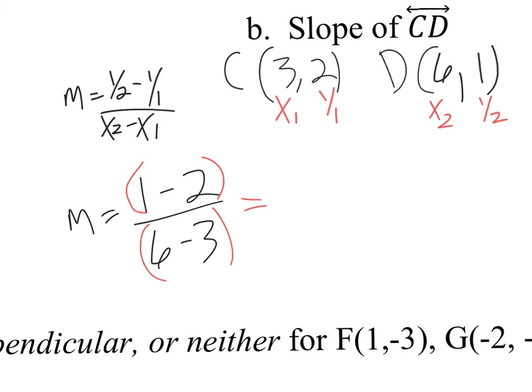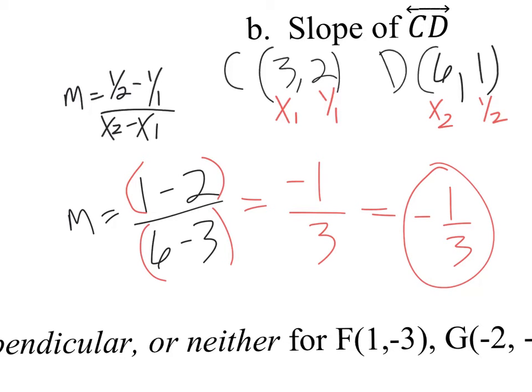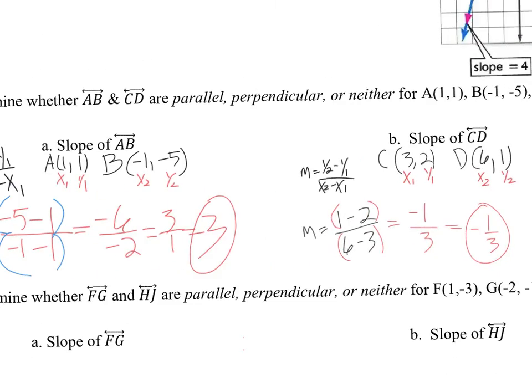So 1 minus 2 is negative 1. 6 minus 3 is 3. So yeah, you can leave it as negative 1 over 3. Whenever you write negative fractions, typically you'll see the negative written with the top number, or you could see it written on the side. But this is another fraction answer, so you'll just want to leave it as a fraction. Don't convert it to a decimal.